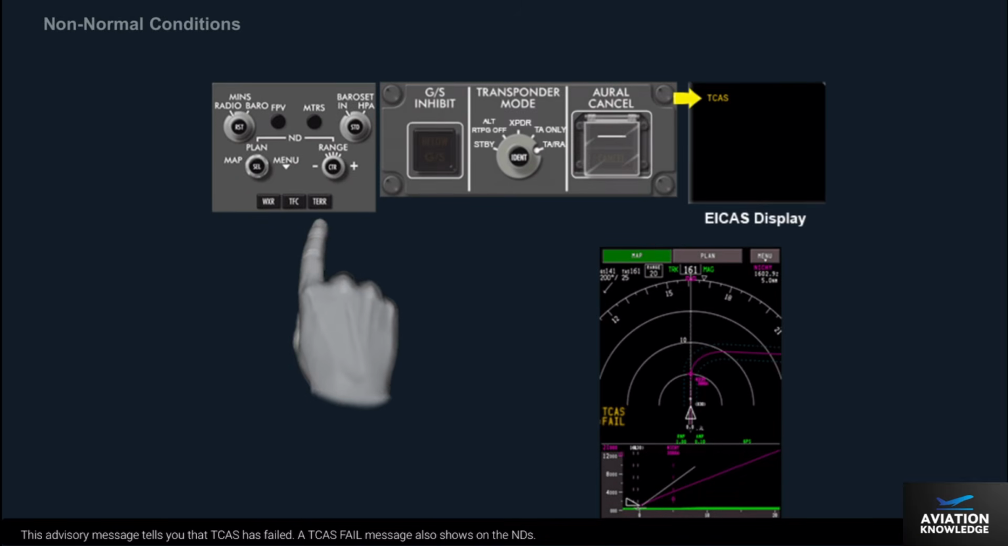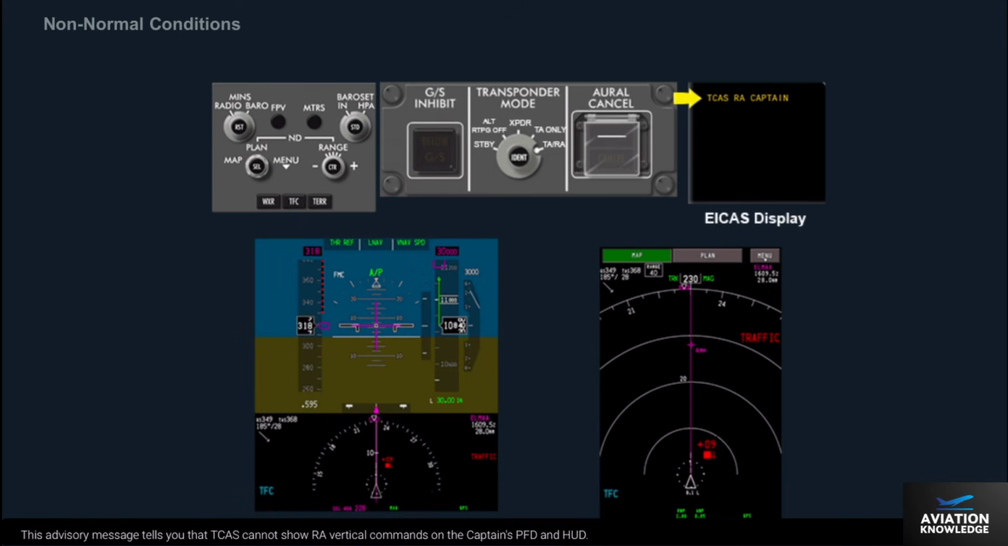This advisory message tells you that TCAS has failed. A TCAS FAIL message also shows on the NDs. This advisory message tells you that TCAS cannot show RA vertical commands on the captain's PFD and HUD. This malfunction has no effect on TCAS orals or the traffic indications on the captain's ND. There is also an advisory message for the first officer.